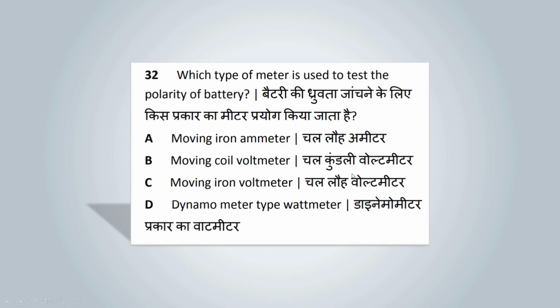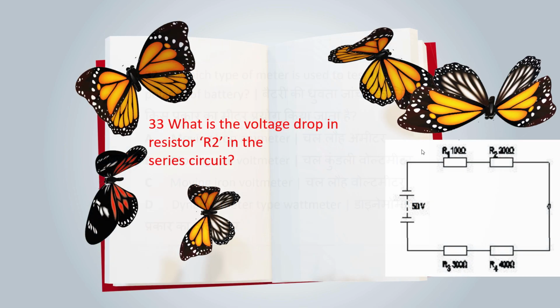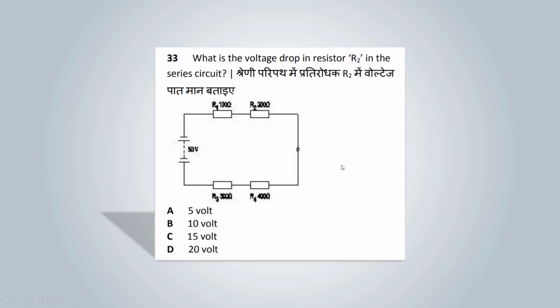What is the voltage drop in the resistor R2 in the series circuit? So friends, in series circuit the current is same. Therefore, what is the voltage drop? V equals I into R. Current is same. With the help of this formula, we can solve this problem. Therefore, answer is 10 volt.